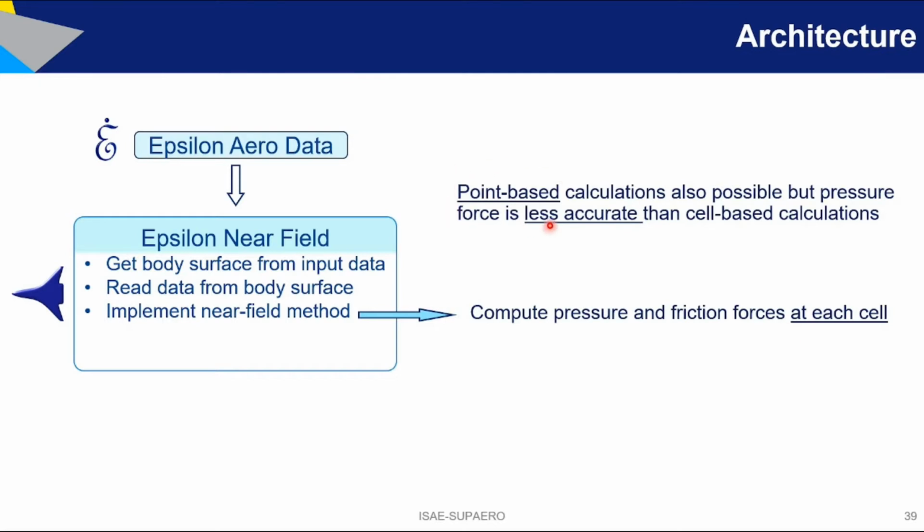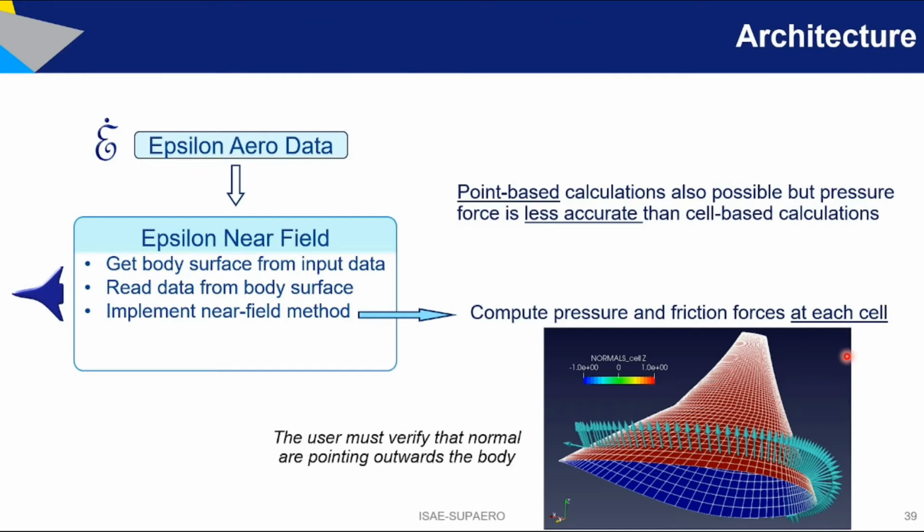And this is for the sake of accuracy. Usually for surfaces like the cylinder that don't have sharp edges, you don't notice the difference between the point-based approach and the cell-based approach, but for most aircraft applications where you have sharp trailing edges, you will really notice a difference, especially in drag. So by default, Epsilon computes near field forces cell-based, but you will always have the possibility to compute that point-based if you want.